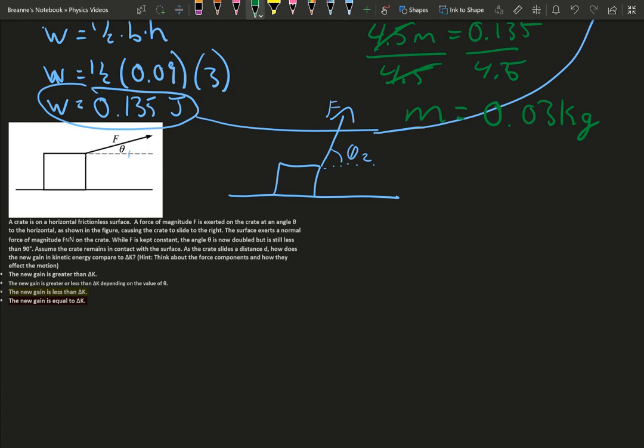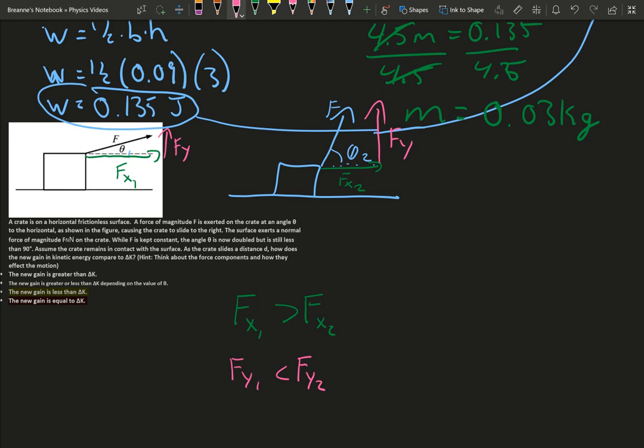If you break it down into your force in the y and force in the x, hopefully you see that your force x1 is going to be bigger than your force x2, and that being said, your force y1 is going to be less than your force y2 because it's being pulled more up.